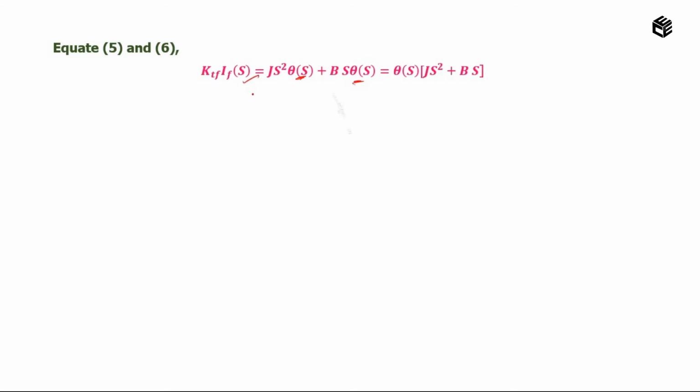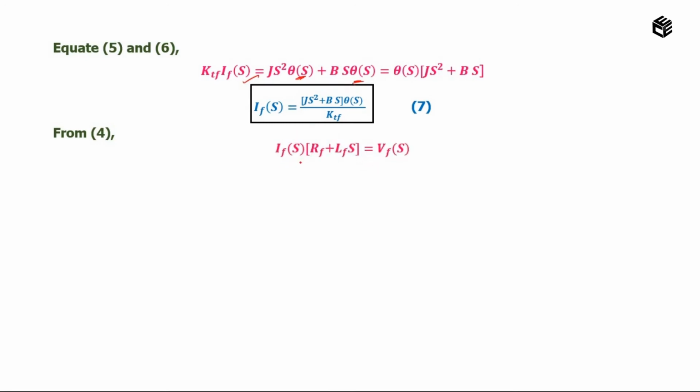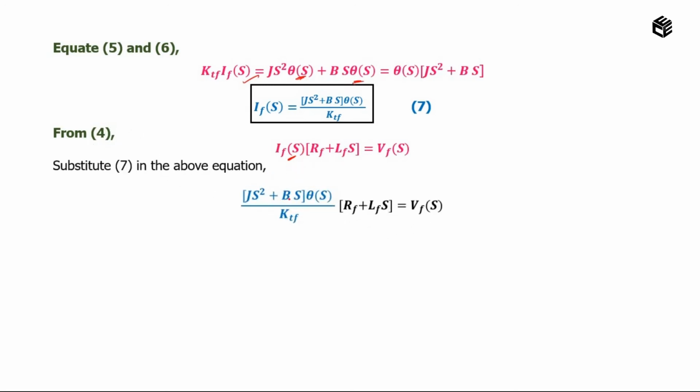Therefore, we will get J s square theta of s plus Bs theta of s is equal to KTF IF of s. So from this I am going to take theta of s as a common factor. I will get this expression. From this equation I am going to find IF of s. So I will get the expression for IF of s as this. Okay. Similarly from the fourth equation I will take IF of s as a common factor outside and I will rewrite the expression. So in this expression I am going to apply the value of IF of s as this. So I will get an expression as Js square plus Bs into theta of s divided by KTF into RF plus LF s is equal to Vf of s.